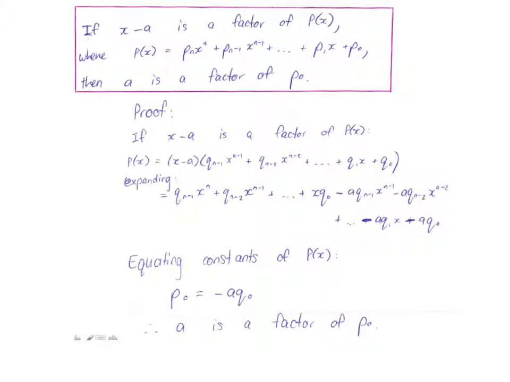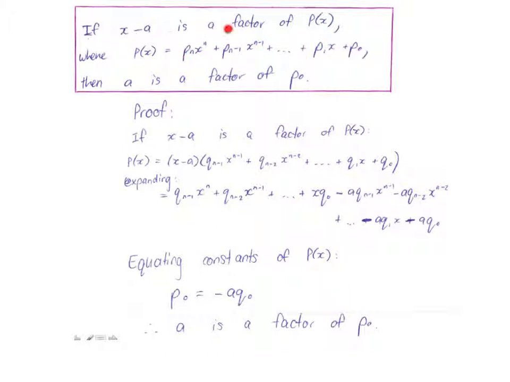Now, this is an important concept to help you to do those long divisions, or to help you to factorise a long polynomial such as this, when it doesn't tell you what one of the factors is, or if you don't know what one of the zeros is. So this is the proof.